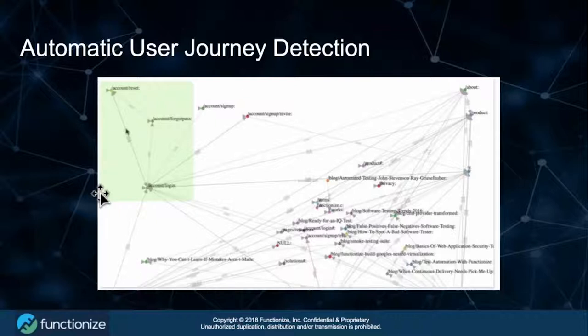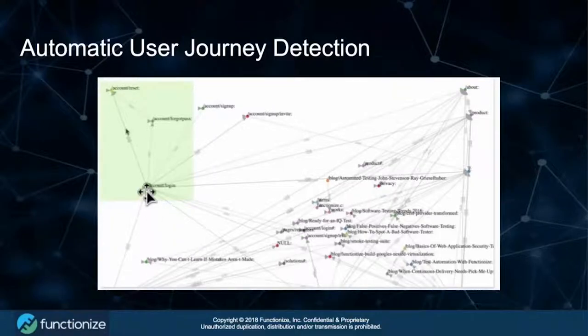So what is happening here? Well, the user is logging in. Then the next thing they do is they click forgot password. After that, they reset their password and then they log in again. That's a very common cluster of data that we've found. That really shows that we're able to identify that as a user journey. So you'd want to make sure that linkage is always complete.